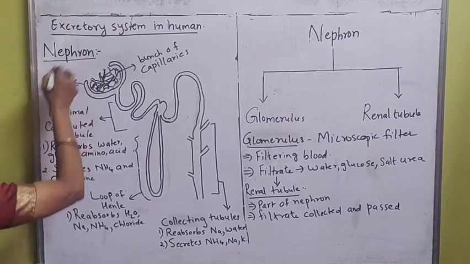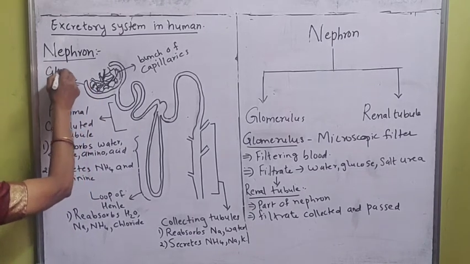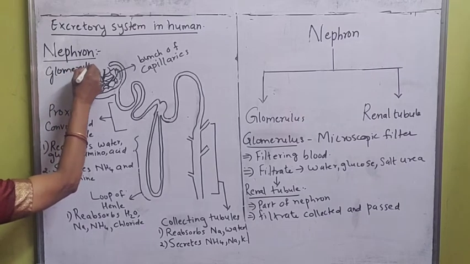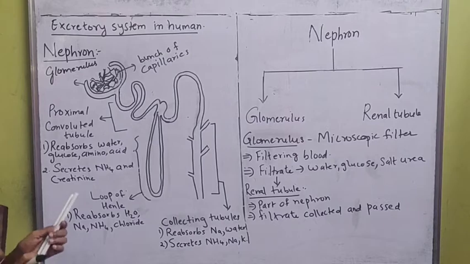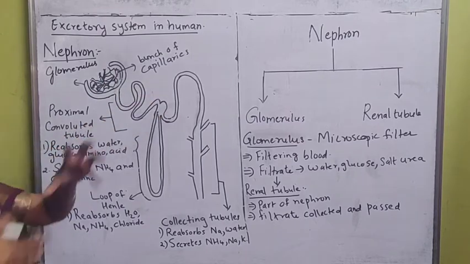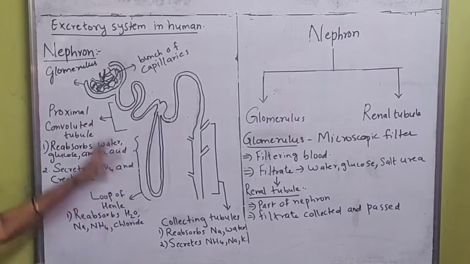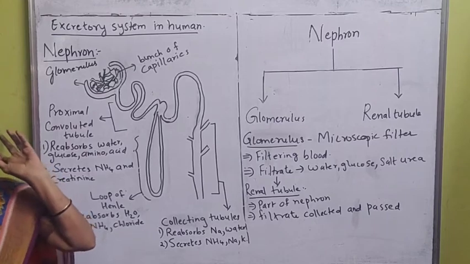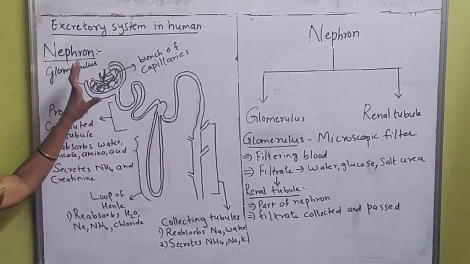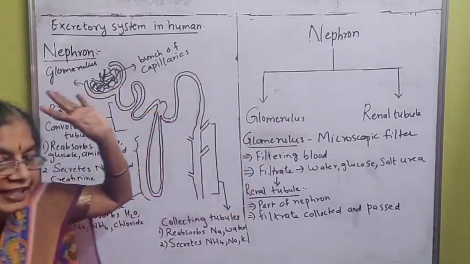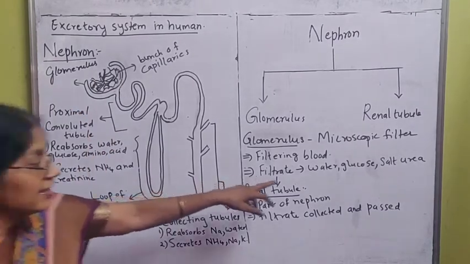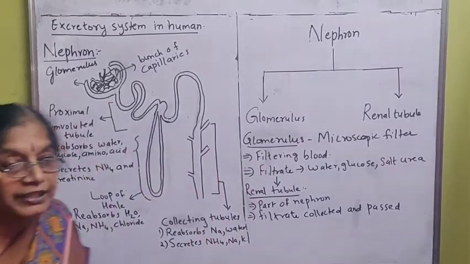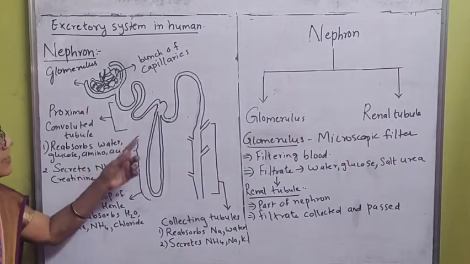It is called a glomerulus. Inside, I have drawn a network. It is nothing but a bunch of capillaries connected with each other, and in that, what is flowing? Blood is flowing, and this blood will get filtered there, and whatever the filtrate is after filtering, that is water, glucose, salt and urea, which is passed through.